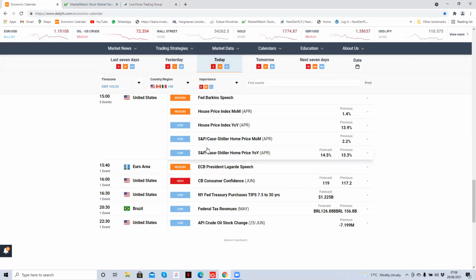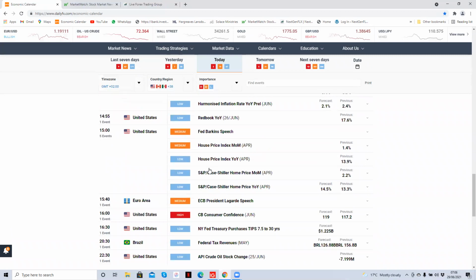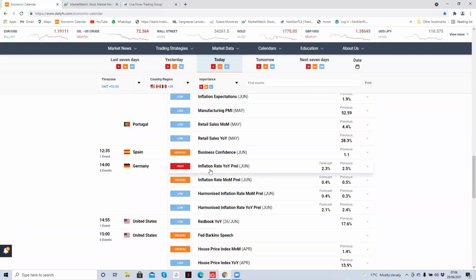GMT +2. So you need to be careful or ideally avoid trading all markets prior to 4 p.m. But if you narrow it down to the specific markets we're trading, for the Euro US dollar, for the US dollar specifically, because this inflation rate is of much more significance than the CB Consumer Confidence Report in relation to the Euro USD, I would start trading the Euro USD at 2 p.m. because of this significant report, which could affect the Euro US dollar.